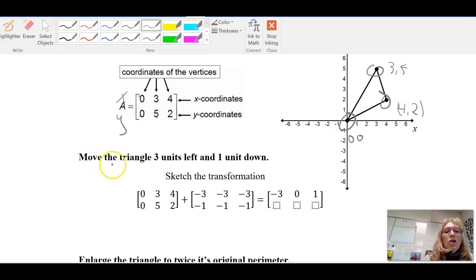Okay, now if I just want to move it, say I want to move 3 units left. Well, that's -3 on the X, so I put -3. 1 unit down is -1 on the Y, and you just add them up.